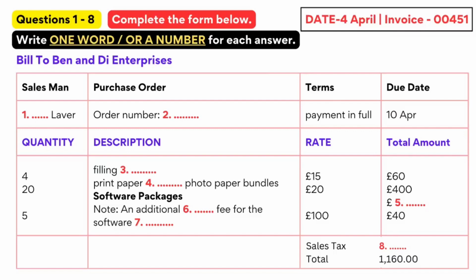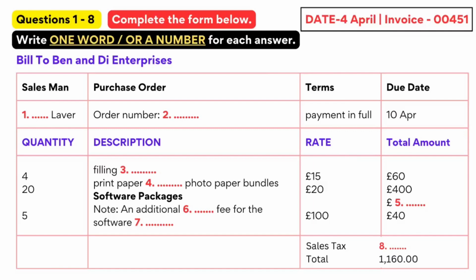Laver. Your order number is 6589B521. You're paying in full, is that right? Yes. Okay. Today's the 4th of April, so we'll put a due date of the 10th on there. Now, do you remember your order details? Yes. First there was the filing cabinets. Of course, for a rate of £15 each. Didn't you order print paper as well? Yes, we're taking 20 glossy photo paper bundles. What's the unit price again? It works out at £20 per bundle and £400 in total.